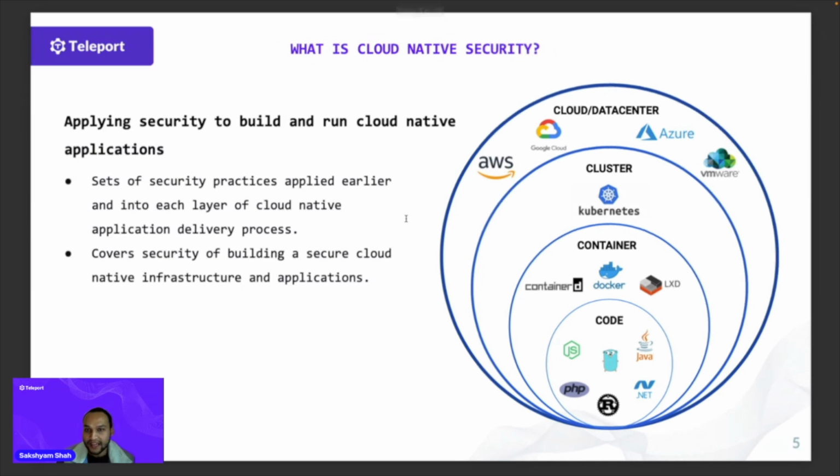So now we can come to defining what cloud native security is. Cloud native security is just a set of security practices applied earlier into each layer of the cloud native application delivery process. And it includes both cloud native infrastructure and the cloud native application itself.